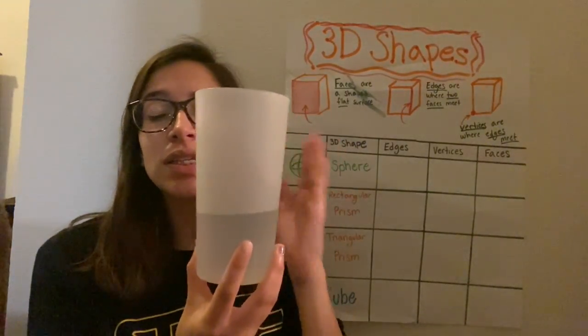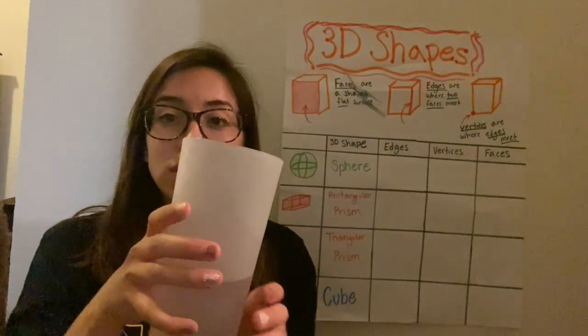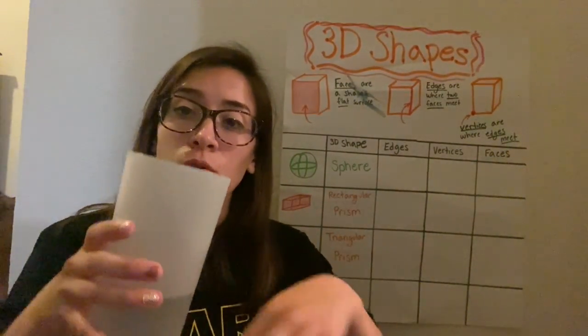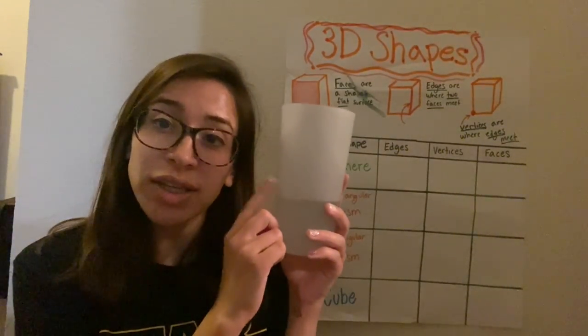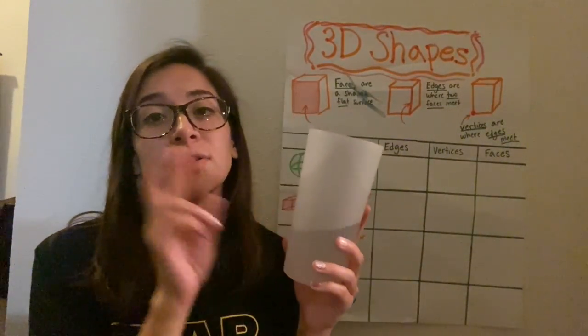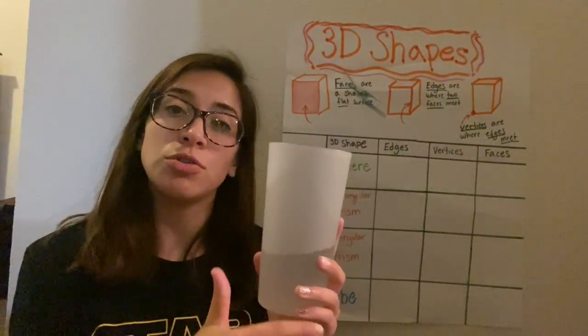So that's where faces can get tricky because you need to make sure it is flat. If I were to take this and put it on a table, it would probably roll if I put it on this side, which means it's not a face. So this 3D shape, my cup, has 2 faces on it. Okay, so 1, 2 faces.